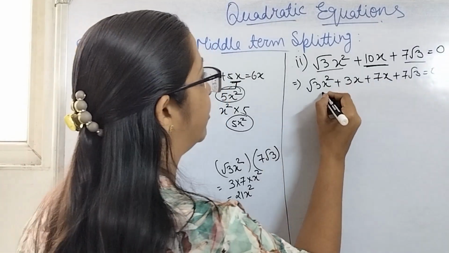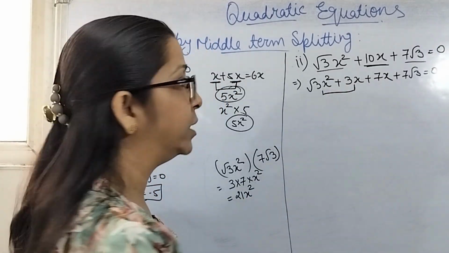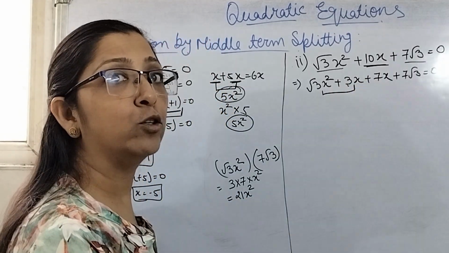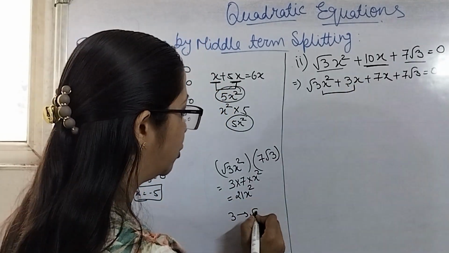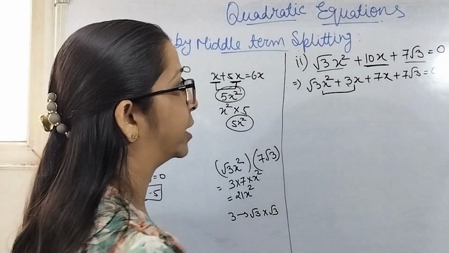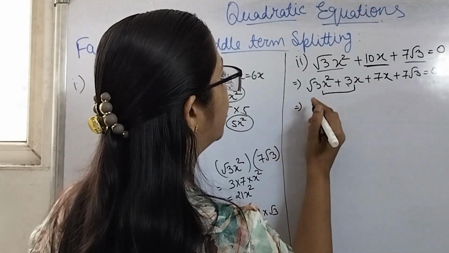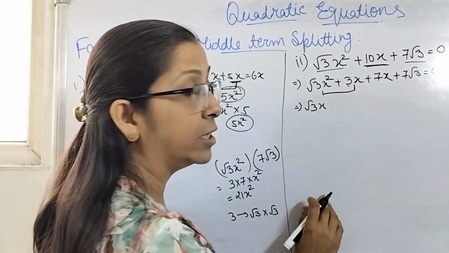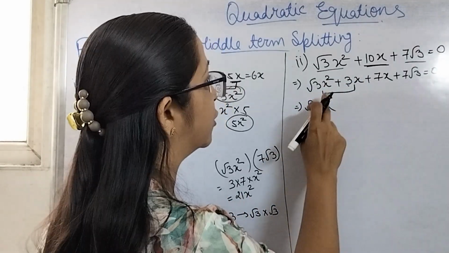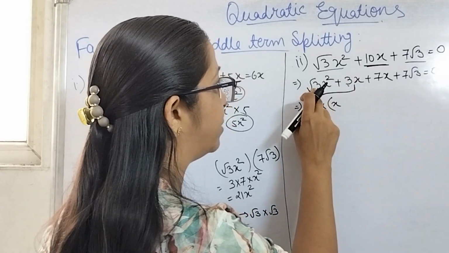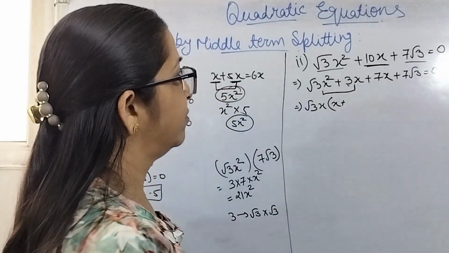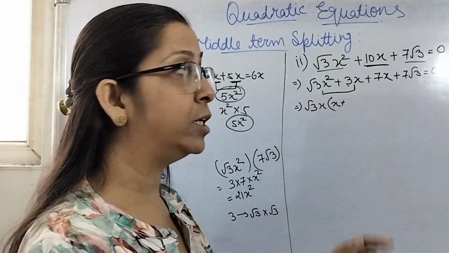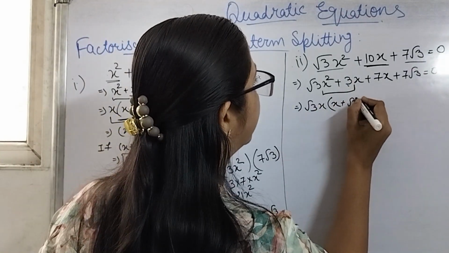Now we will do the same, taking common from the first two terms. Here 3 can be written as root 3 multiplied by root 3. So here we have taken root 3 common. Here x is there, here x is square, so x we have taken common. Now root 3 x we have taken common. The remaining will be x from this part, and from this part, because 3 can be written as root 3 into root 3, after taking one root 3 common, it will be root 3 here.